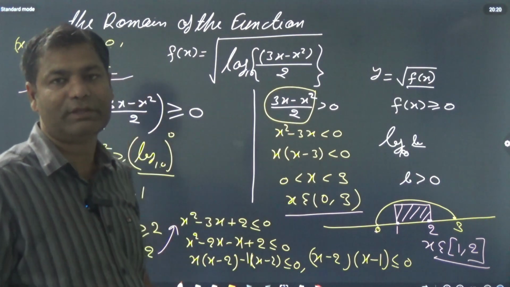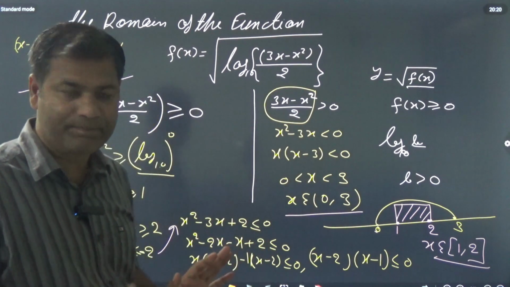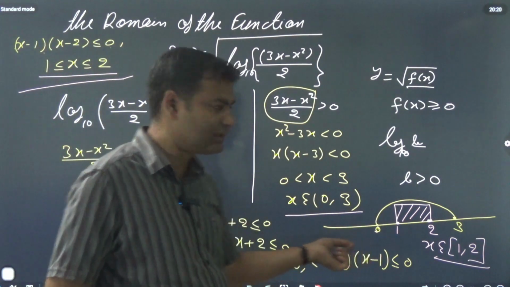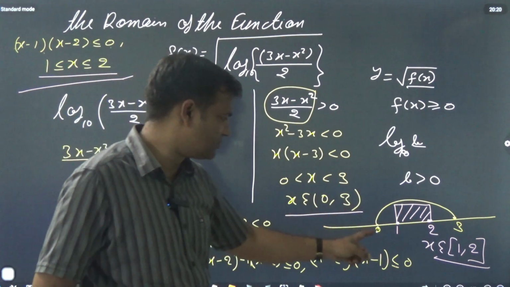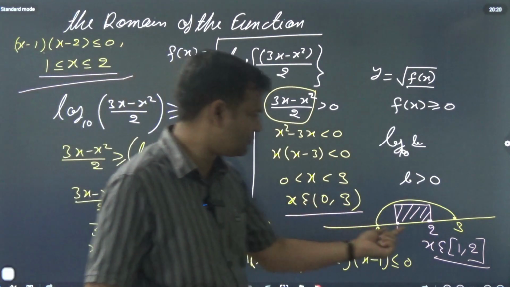So the domain of that whole function, how can we determine? First of all, using the number line method, 0 to 3 and corresponding that one, 1 to 2. So the common part of these two is 1 to 2.